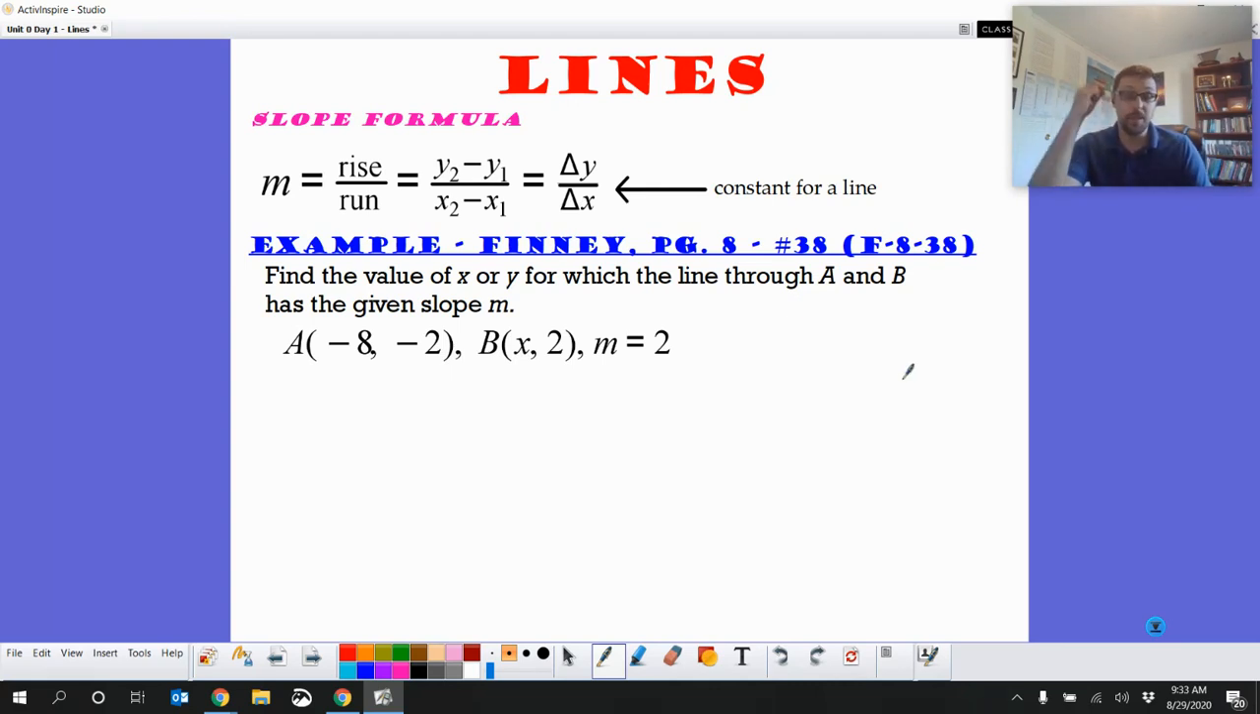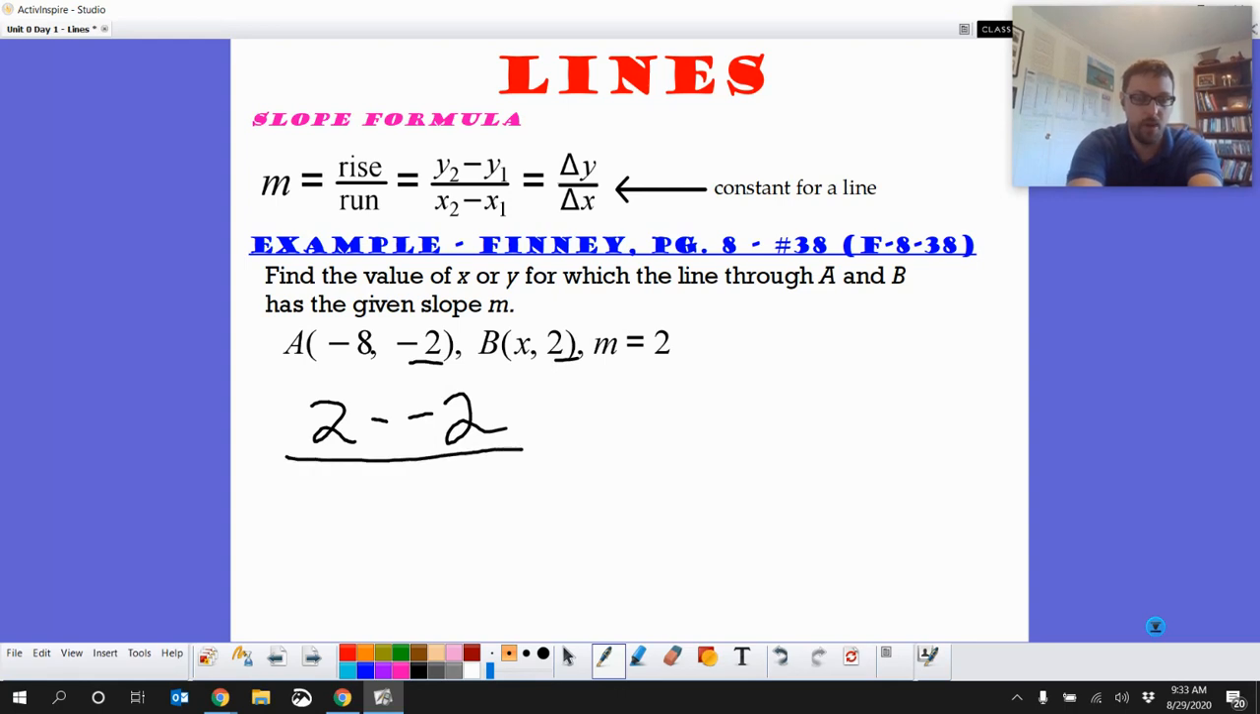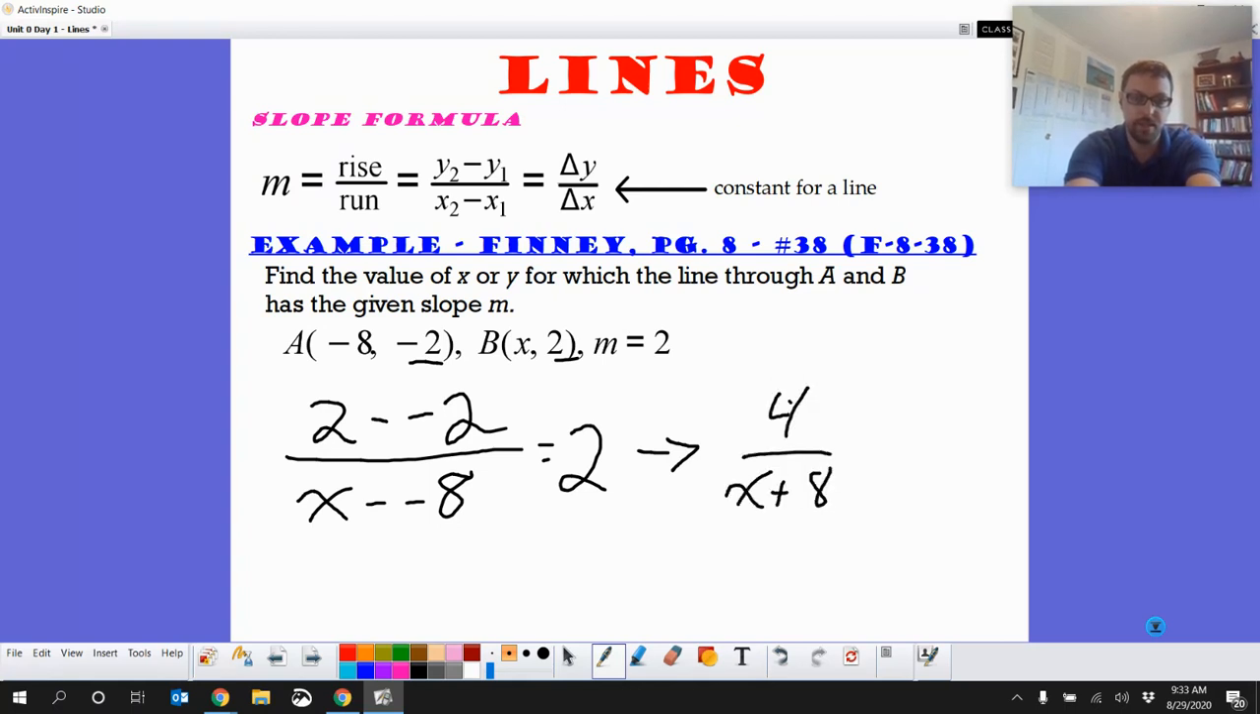So if we wanted to use this formula in a more interesting way than we've done in the past, one thing we could do is figure out an x that's going to get us the slope that we're looking for. We take our two y values, so we go 2 minus negative 2, over the x values. But one of the x values I don't know, and we want this to end up being 2. Well, this is now an equation that we can choose to solve. So we're going to make this into 4 over x plus 8 equals 2.